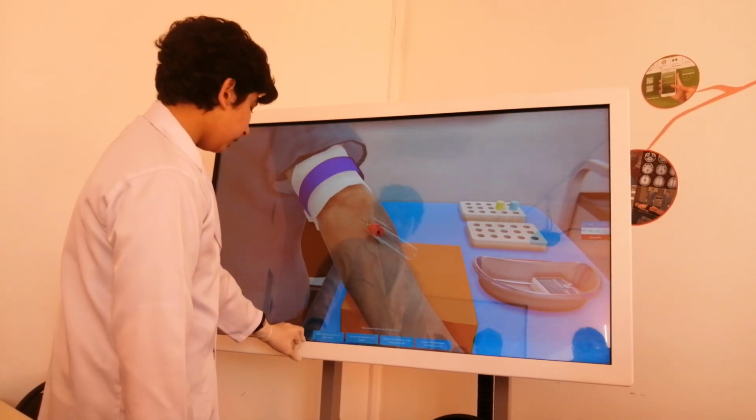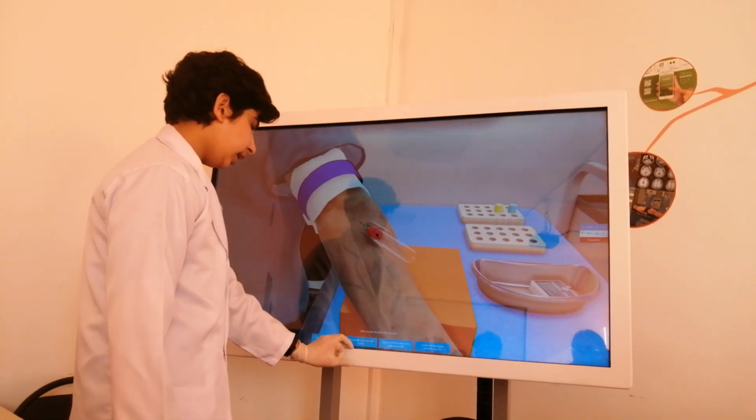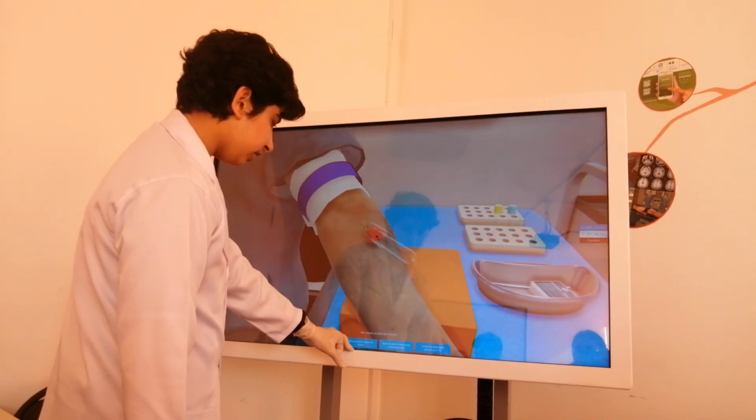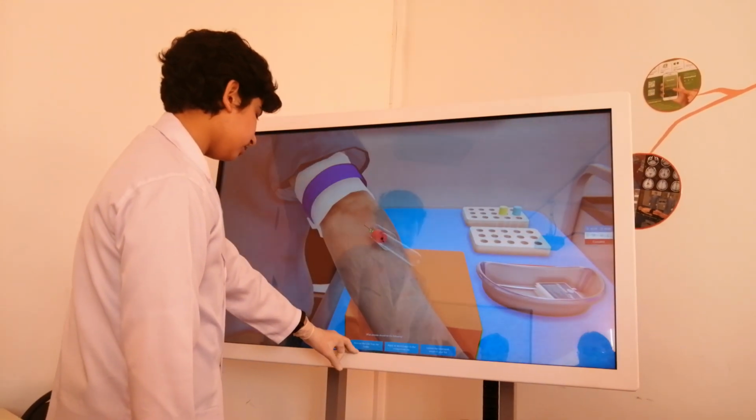Make sure the patient is in good health. Remove the tube from the holder. Apply an alcohol wipe to the vein puncture site. Loosen the tourniquet. Unclench your fist.